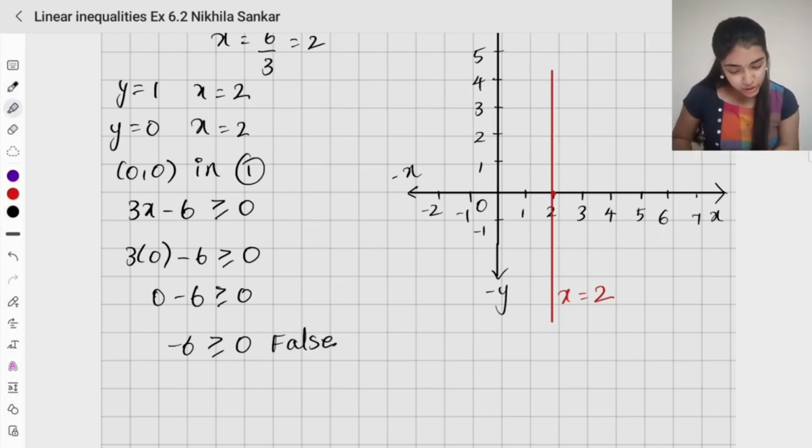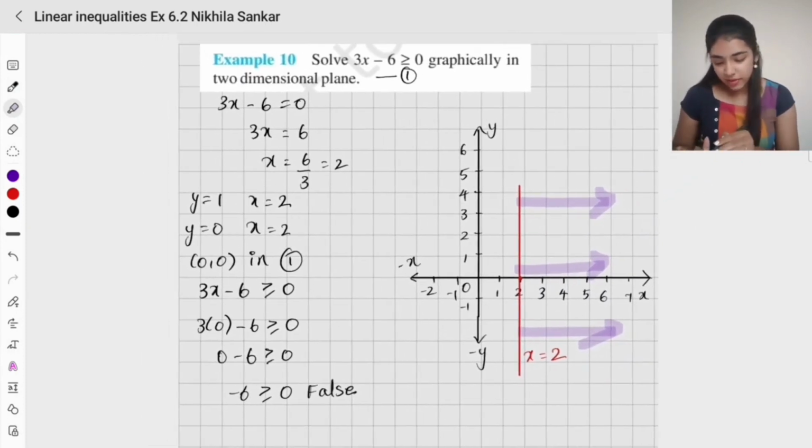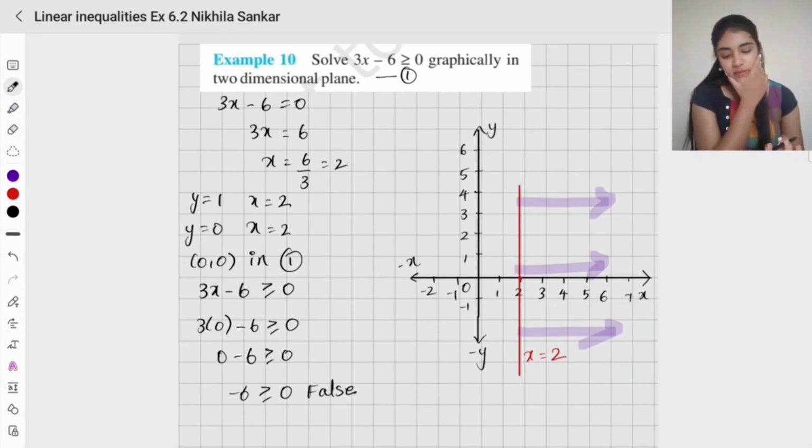So where is my solution? It is going to be the right half of the plane. Okay. So this is my solution set. Please pay attention to the question. First draw the graph. After drawing the graph, substitute 0, 0. Check whether 0, 0 is included or not. If it is, you have to shade that particular side of the region. If not, you have to shade the other side of the region. Okay? Please copy.